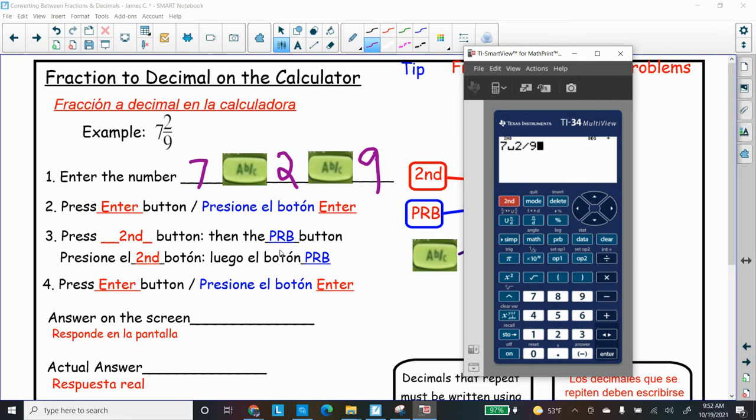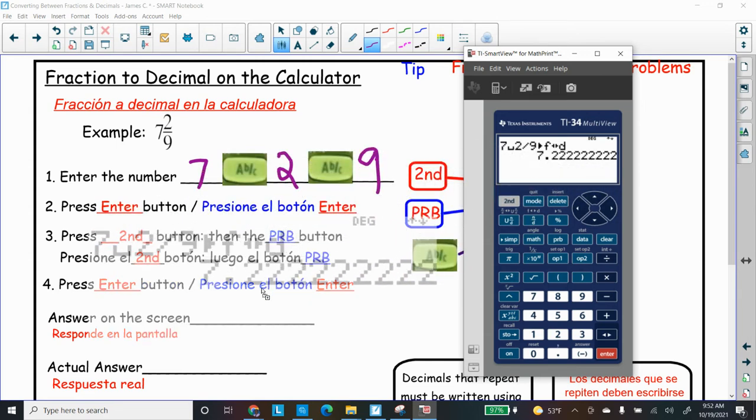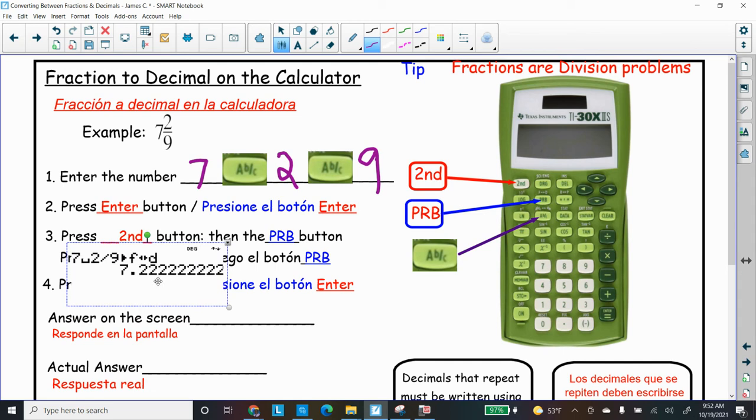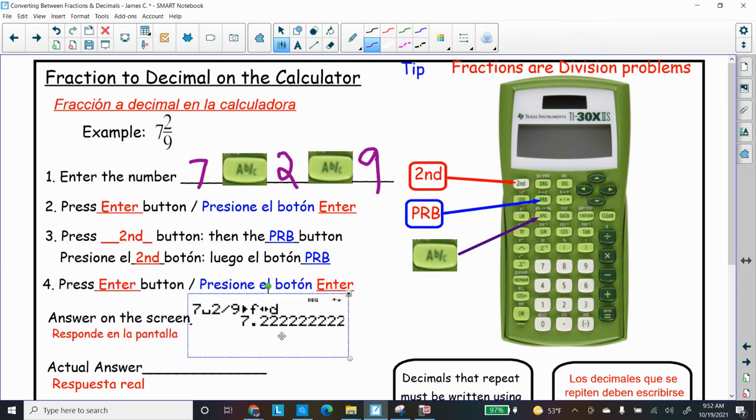All right, now that I got that in, it says press the second button and then press PRB. My PRB is my fraction to decimal button located there, and you'll see F the arrow to D, a double arrow D, and that will now get us to press enter so we can see the magic. Oh, we took 7 and 2/9, or 7 whole units and 2/9, and changed it to a decimal. So what do we see on the screen? A 7 with a whole lot of 2s. So that's what we got as our answer.